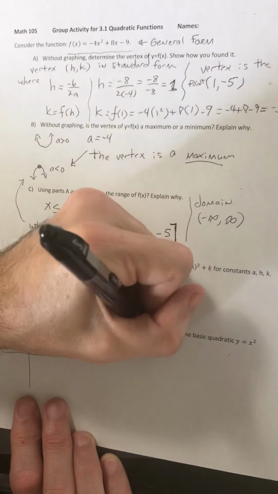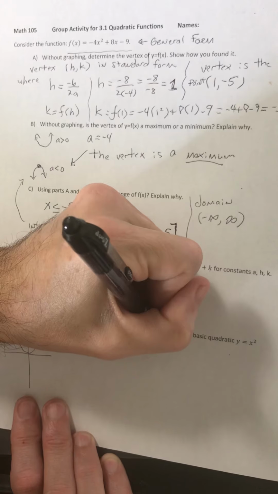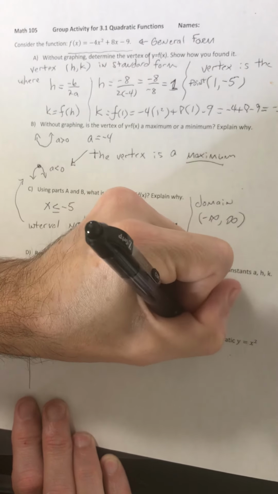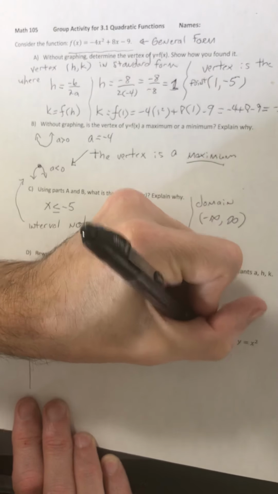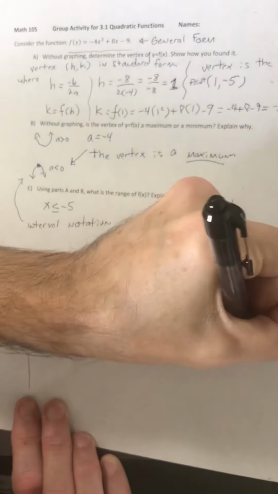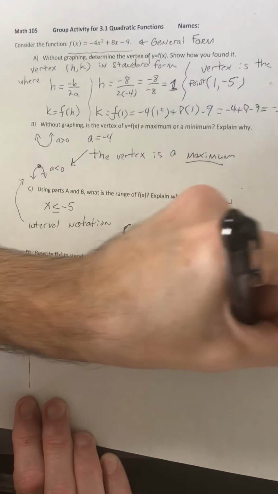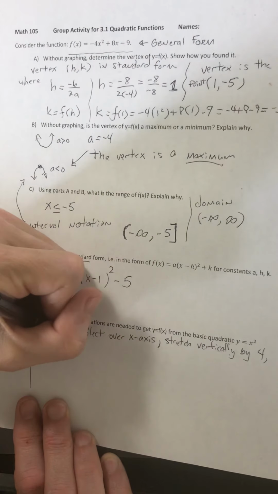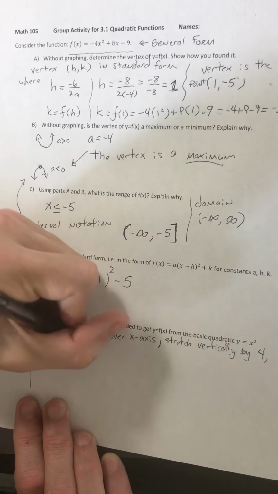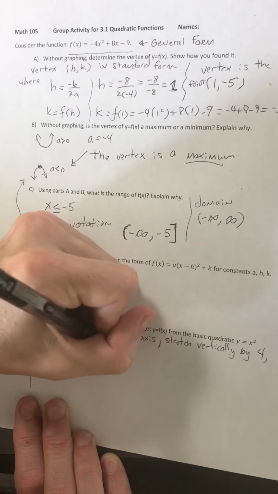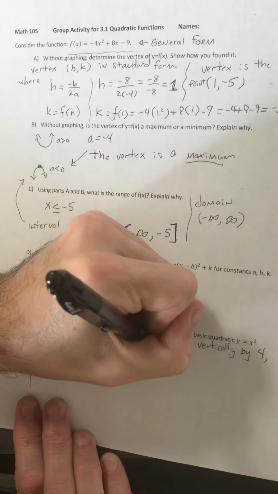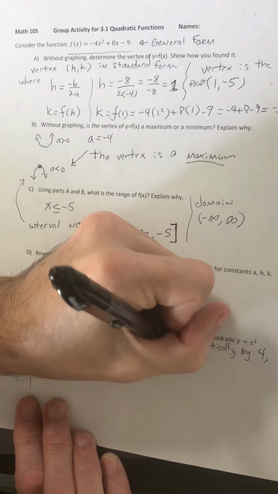I'd have to stretch or dilate, stretch vertically by 4, by a factor of 4. I'd have to shift right 1, and then the last thing you do is shift down, up or down, shift down 5.